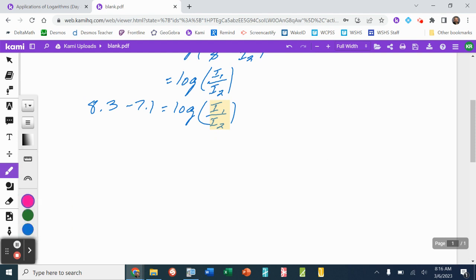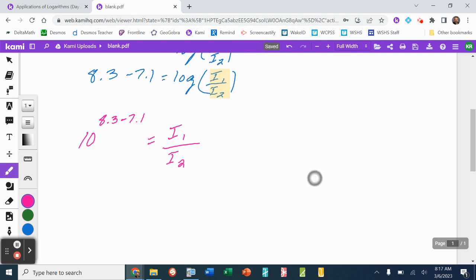Now that I have it as an isolated logarithm, my job is to rewrite it as an exponential equation. It's the common logarithm, so our base here is going to be 10. The logarithm is equal to the exponent, so I'm going to take 8.3 minus 7.1, the difference between the magnitudes of the two earthquakes. This is going to equal the intensity of the 1906 earthquake divided by the intensity of the 1989 earthquake, which gives us that difference in intensity, how many more times intense.